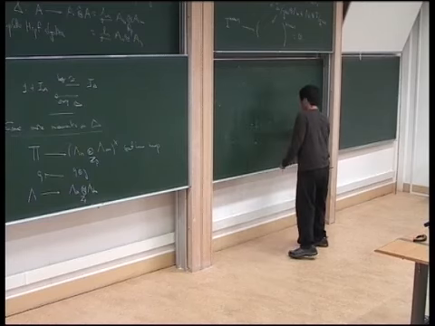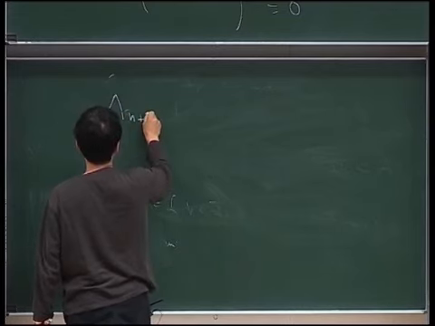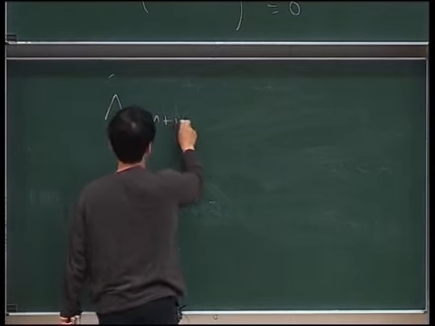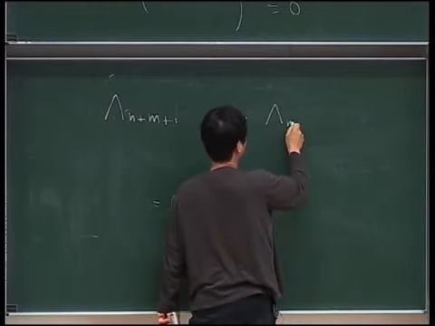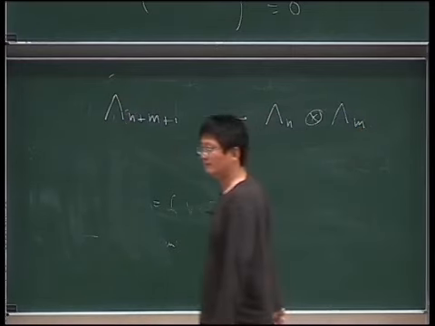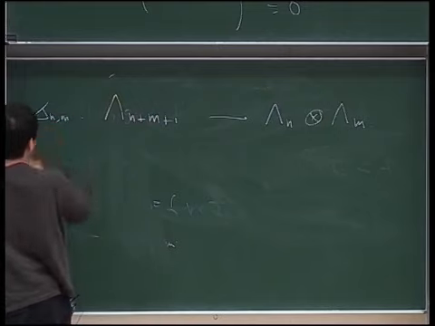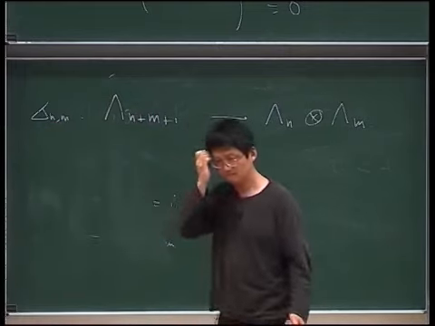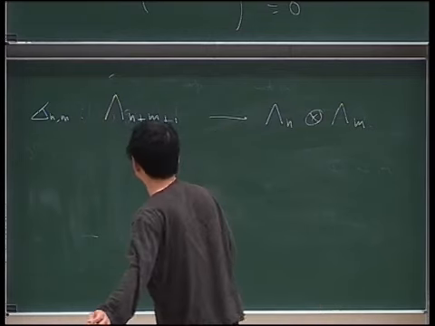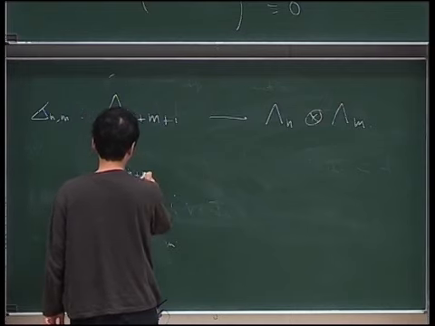So what we have is this family of maps, lambda sub n plus m plus 1 to lambda sub n tensor lambda sub m. So there's this family of maps. I'll denote these briefly by delta sub nm, right? And I'll denote also by the same letter the A version. So then we get these maps as well.